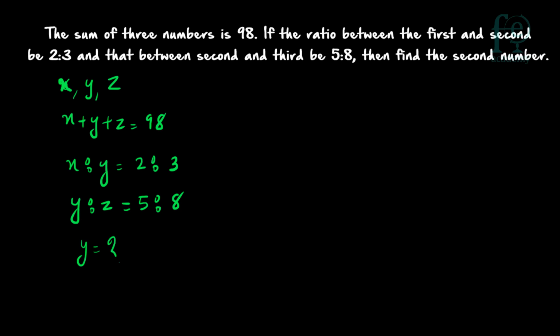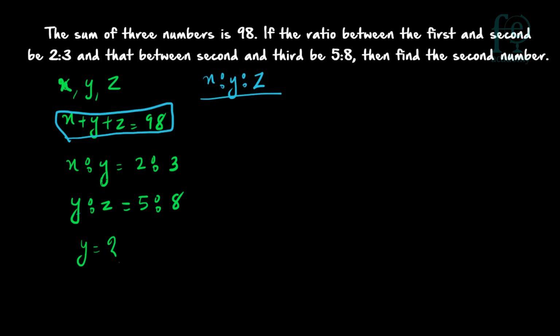So the sum of the three numbers is given. So somehow if you are able to find out the ratio of the three numbers, x is to y is to z, then from that you can form an equation for finding the sum of the three numbers. Sum of three numbers is already given, and from the ratio you can form an equation, solve that, and then you will be getting the numbers. So how to form this ratio x is to y is to z? As we had seen in the first video, x is to y is equal to 2 is to 3 and y is to z is equal to 5 is to 8.